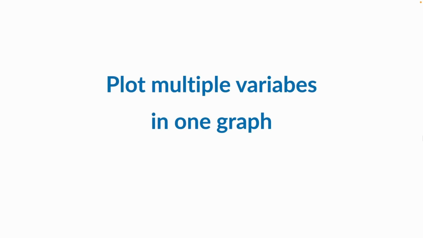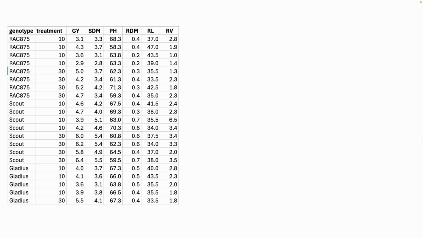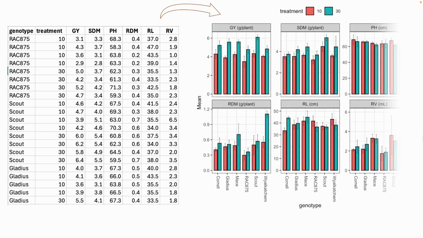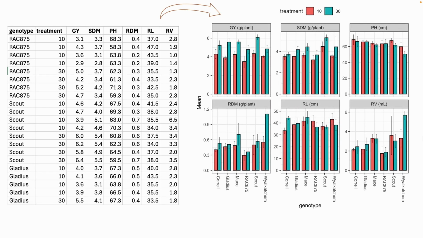Hello, this tutorial shows you how to plot multiple variables in one graph. For example, this data has two factor variables and six dependent variables. I will show you how to plot all six dependent variables in one graph. Let's get started.